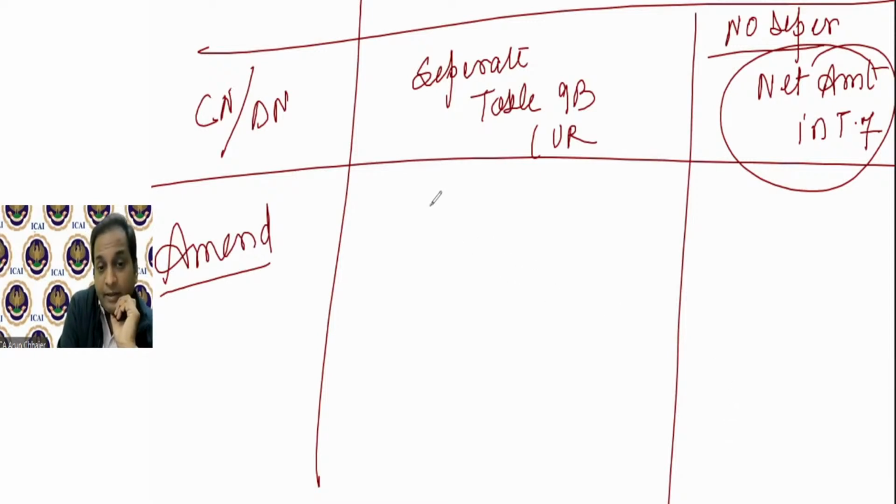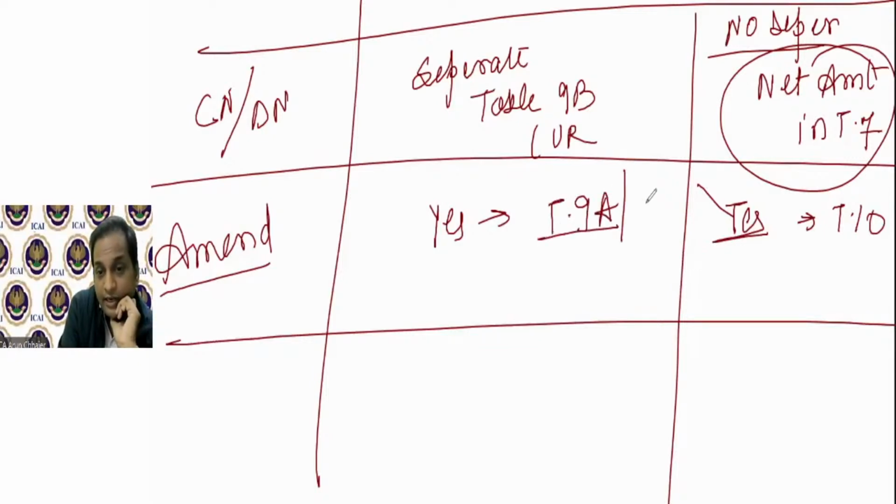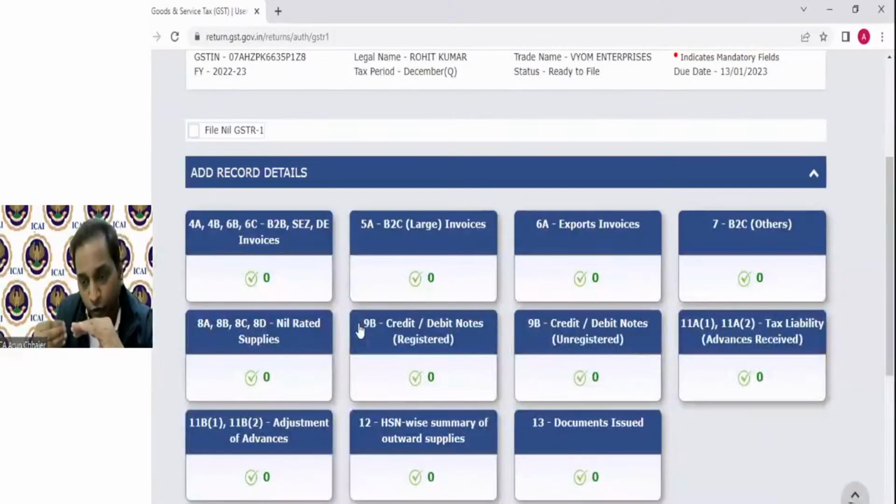There is a separate table for amendment. For both, there is a separate table, table 10, and yes, it is for table 9A and 9C. It is not the difference, but I can say compared to reporting like debit credit note, we do not have the separate table for the table 7 transaction. But yes, we have the separate table for making the amendment.